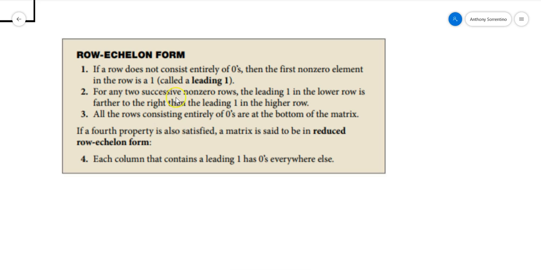For any two consecutive non-zero rows, the leading 1 in the lower row is farther to the right than the leading 1 in the higher row. All the rows consisting entirely of zeros are at the bottom of the matrix. If a fourth property is also satisfied, a matrix is said to be in reduced row echelon form, and we'll talk about what that is.